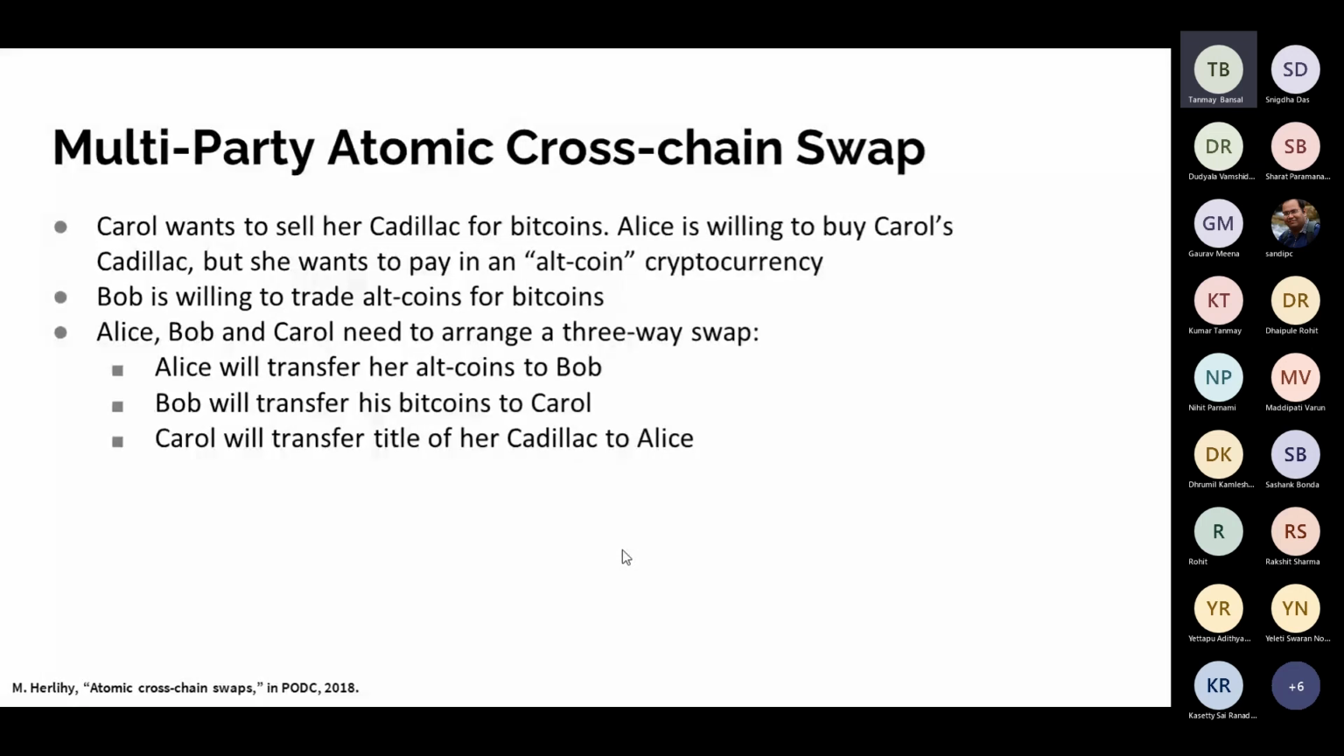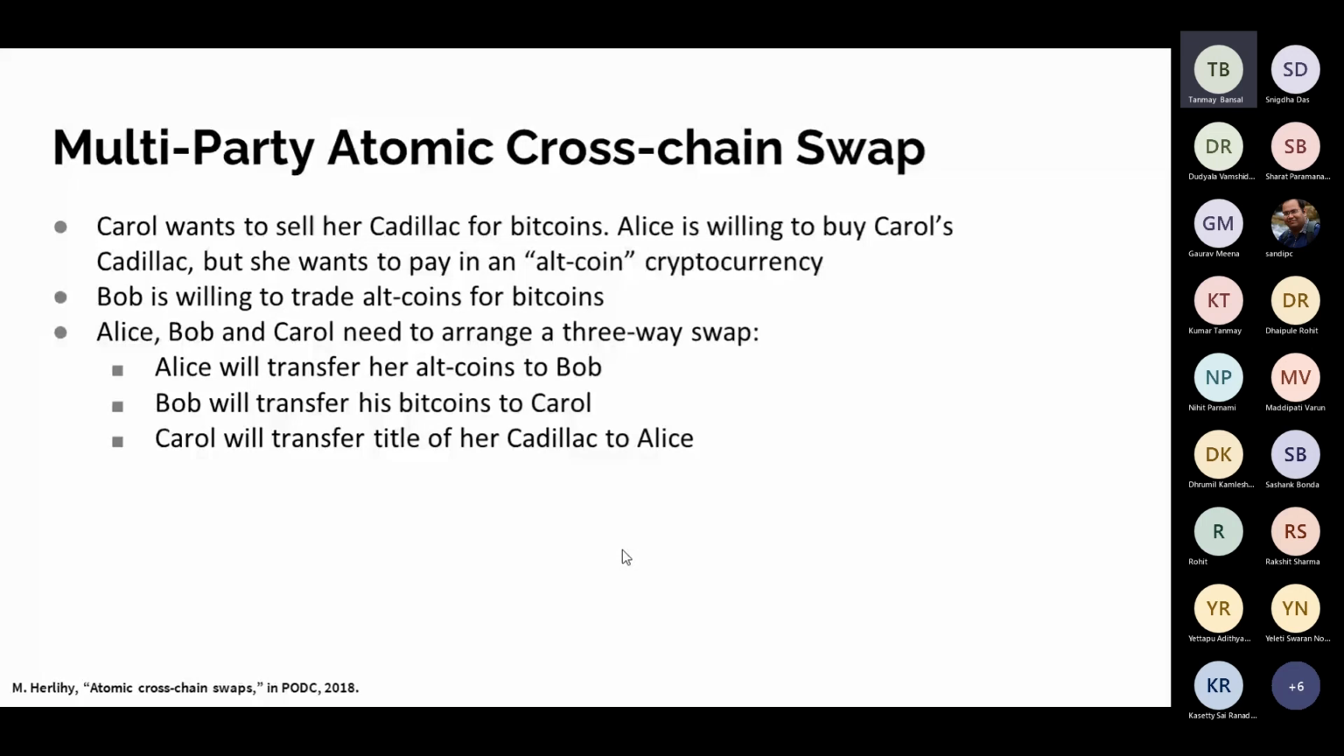This is an interesting example, and it is taken from this paper, atomic cross-chain swap. It is a very nice example: the selling of a physical asset. Carol wants to sell her car, say a Cadillac, for bitcoins. Alice is willing to buy the car, but Alice is willing to pay in an altcoin cryptocurrency, not in Bitcoin. So we need another person who is also willing to trade these altcoins for bitcoins.